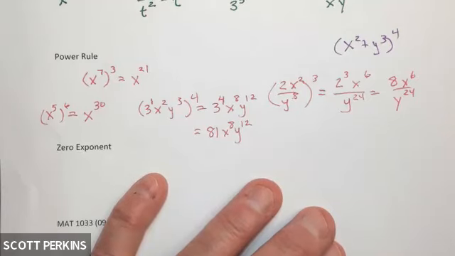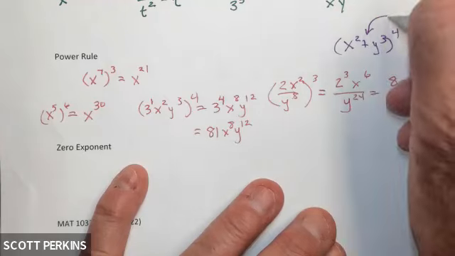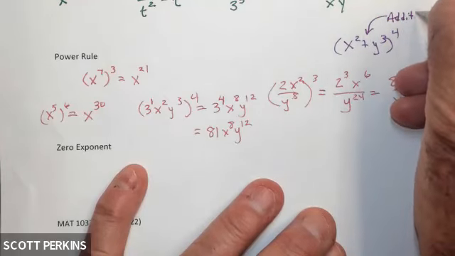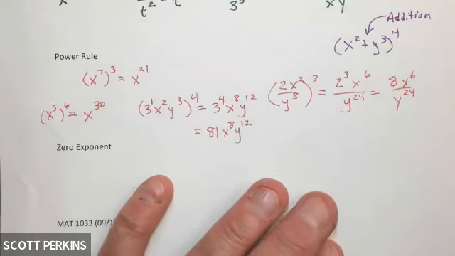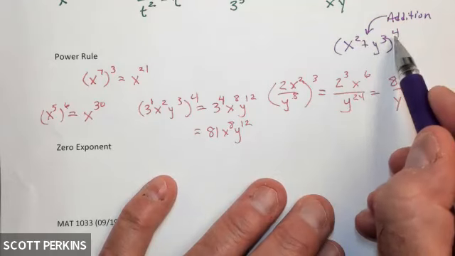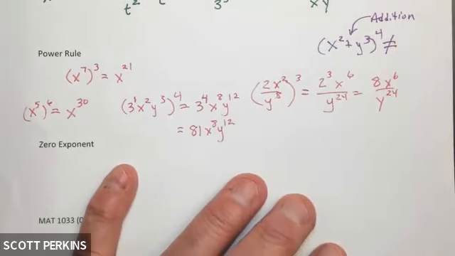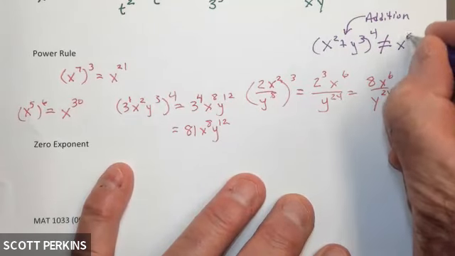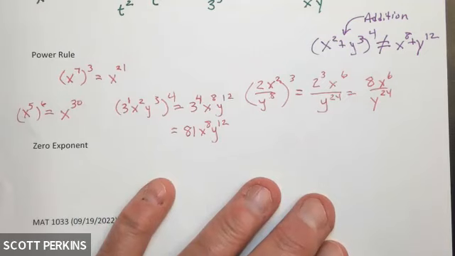Yes, perfect. Well said. Thank you very much. Because this is addition, you would have to do something completely different. So do not, I know you want to, we all want to, but avoid this. Do not distribute this. This is not equal to, big fat not equals, x to the 8th plus y to the 12th. That is so super wrong, okay?